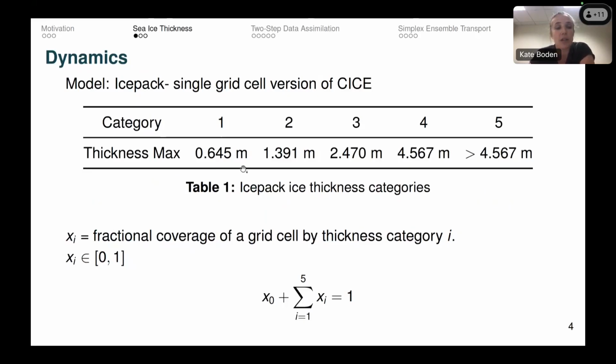Each of our state variables that we're interested in for this project is the fractional coverage of the grid cell by thickness category i. So that'll be Xi. This means that Xi is bounded between 0 and 1. And we have the constraint that the sum of the fractional coverage of all the different ice categories plus the open water fraction, which I'm denoting here by X0, should equal 1. This constraint puts us mathematically on a simplex. In one dimension, that would just be a line between 0 and 1, and in 2 dimensions, you can think of it as a triangle.